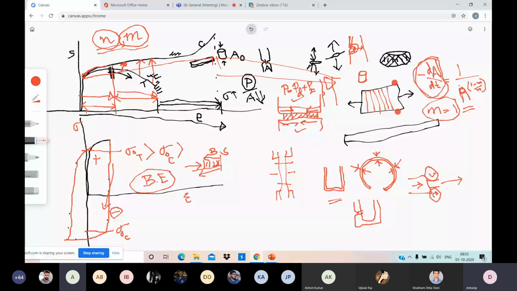Do you remember the Bauschinger effect? In Dieter's book, and all the books, it is nicely written. Back stress: when you load in one direction, dislocations pile up, and that creates a back stress. The back stress helps in moving the dislocations in the opposite direction when you apply reverse loading, because in reverse loading the dislocations have to move in the opposite direction.